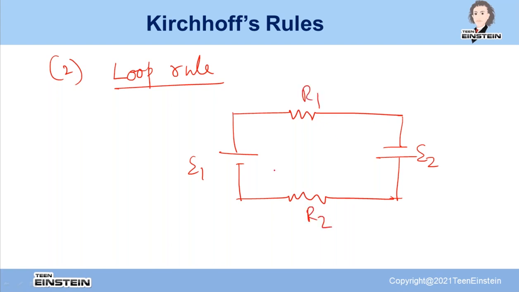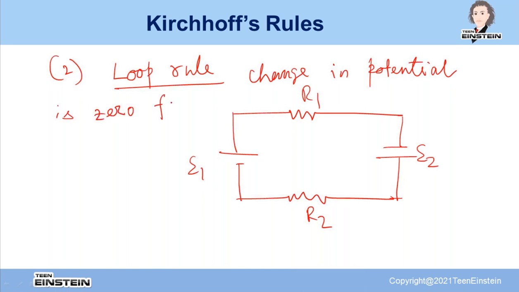Now in this case, what the loop rule is saying is that for a closed loop, the change in potential is 0 for any closed loop. Any closed loop, change in potential is 0.